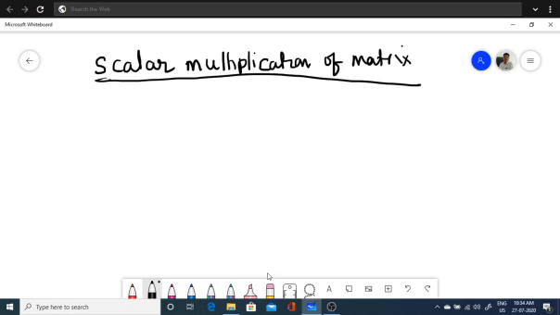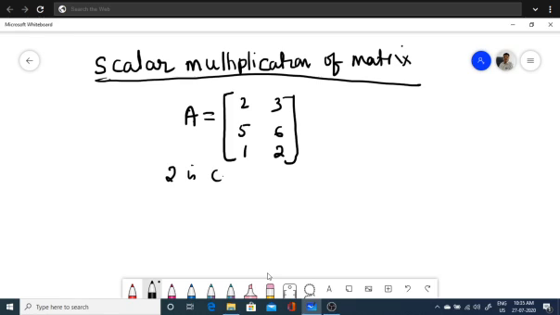ಒಂದು ಸರಳವಾದ ಉದಾಹರಣೆ ತಗೊಂಡ್ರೆ, suppose A is a matrix that is 2, 3, 5, 6, 1, 2. Then suppose K is a constant. Suppose instead of K, let us take this 2. 2 is constant.